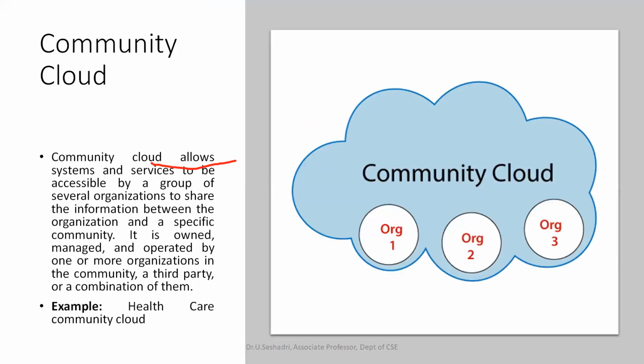The community cloud is another type of deployment model. Some organizations form a group and they form the cloud. They are grouped into one category, and that type of cloud is the community cloud. For example, in healthcare, different organizations combine and form the cloud, that is the community cloud. Community cloud allows systems and services to be accessible by a group of several organizations to share information between the organization and the specific community.